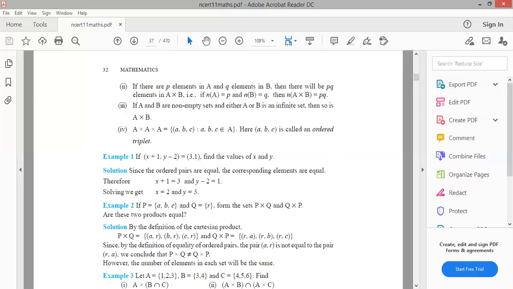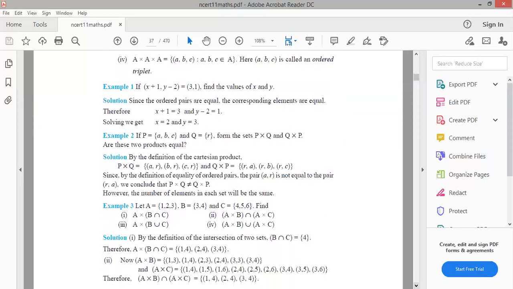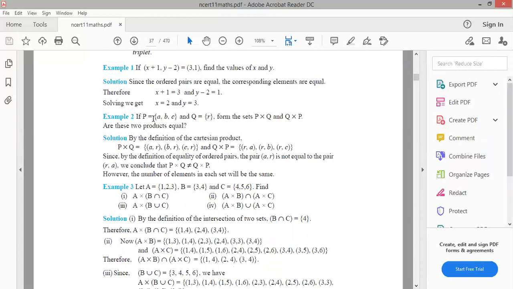Now, we will go to some examples and some illustrations on these concepts. For example, if P is equal to {a, b, c} and Q is equal to {r}, we are supposed to form the sets P cross Q and Q cross P. See how we can find P cross Q. P cross Q means we have to formulate the ordered pairs of elements of P with the elements of Q. So it's (a, r), (b, r), (c, r). And Q cross P is (r, a), (r, b), (r, c). It's like this.